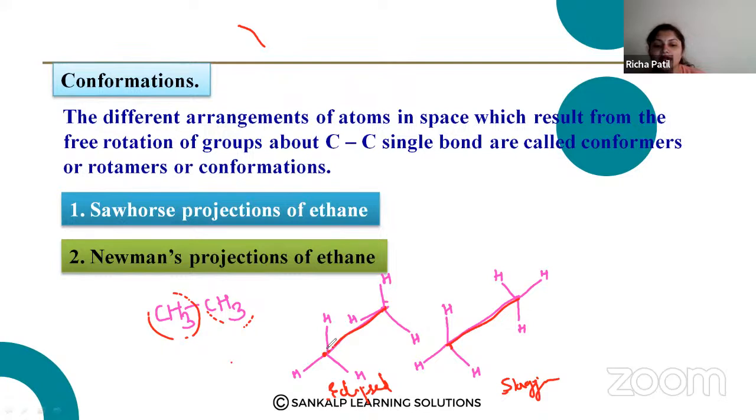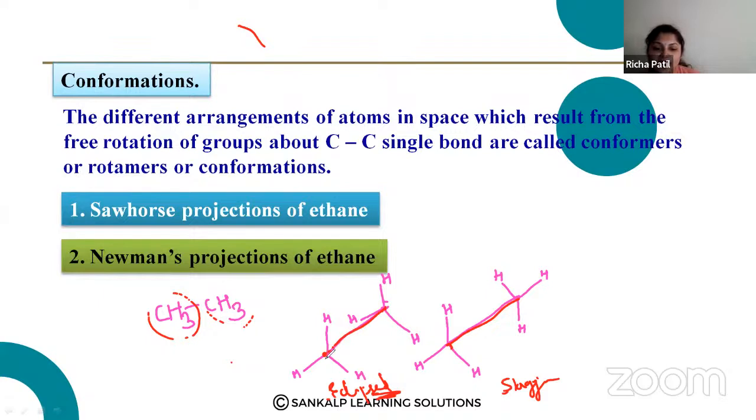Now what is done here? One of the carbons is kept fixed. Now what is happening here? This carbon atom is falling on the other carbon atom. So they are in the same plane, one behind the other. So it is called eclipsed. So this is the eclipsed projection.